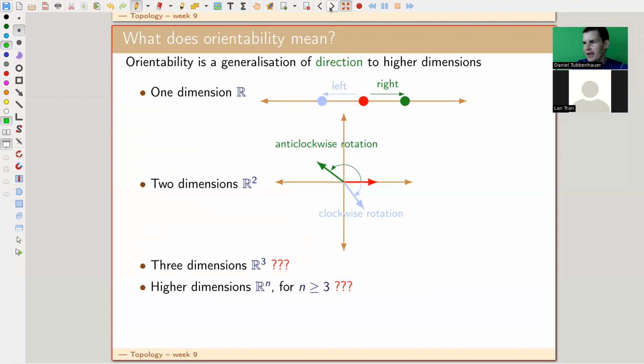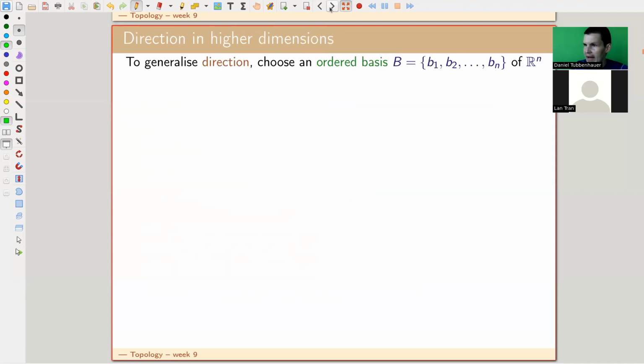So I have a left and right thingy in 1 dimension, because essentially there's not much I can do in 1 dimension. But in 2 dimensions, we have this notion of rotation clockwise and rotation counterclockwise, anti-clockwise, whatever you want to call it. Okay, and this is how it works. Generalized direction is the following. You choose an ordered basis. We'll do several examples in a second. So the basis of our space, but not just any basis, we want it to be ordered. So I really read first entry, second entry, third entry, up to whatever entry. This is an ordered basis.